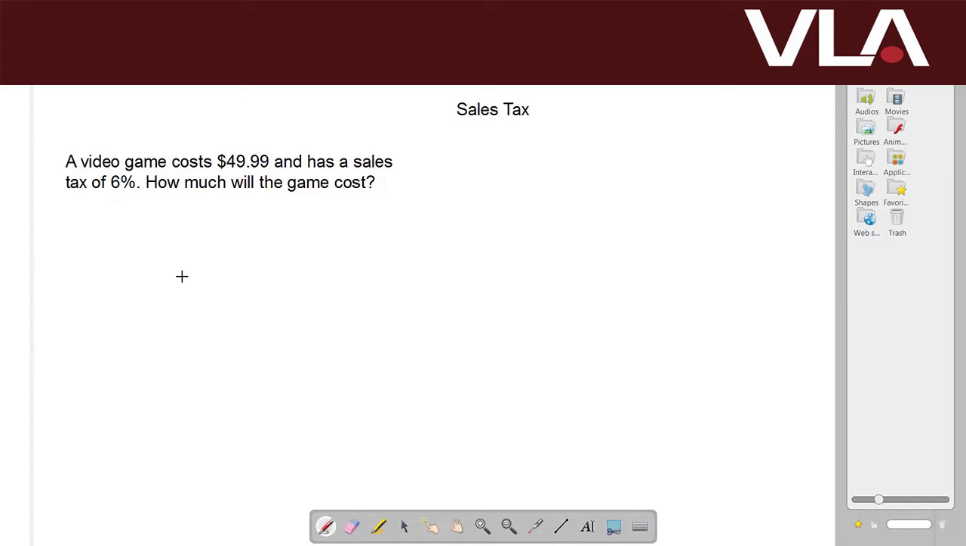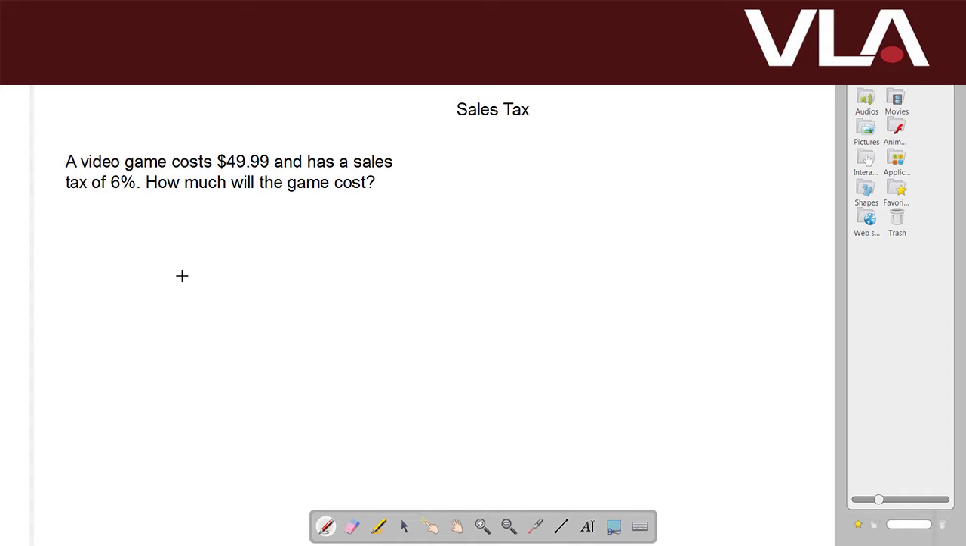Alright, here is our example problem for sales tax. Something very typical. So we have a video game that costs $49.99 and has sales tax of 6%, which is our sales tax in Michigan. How much will the game cost?